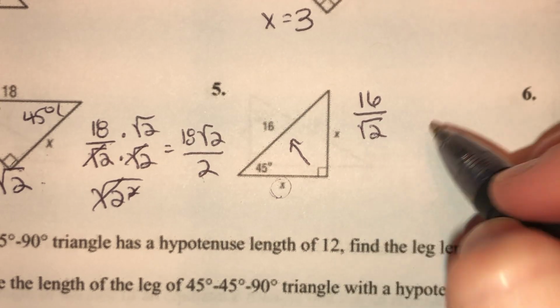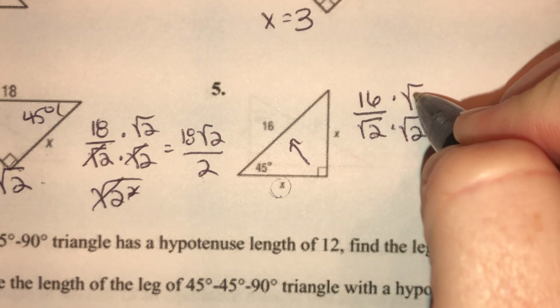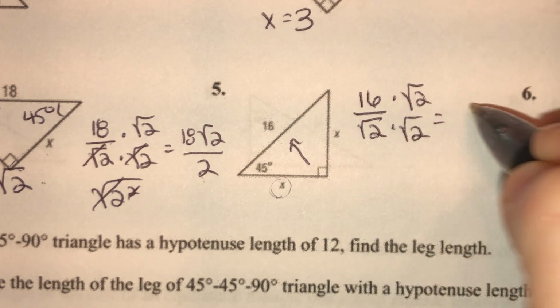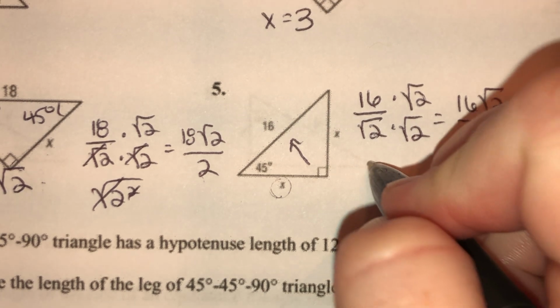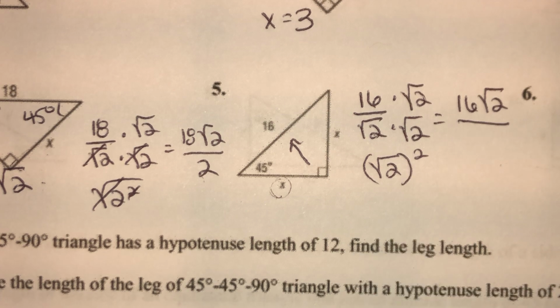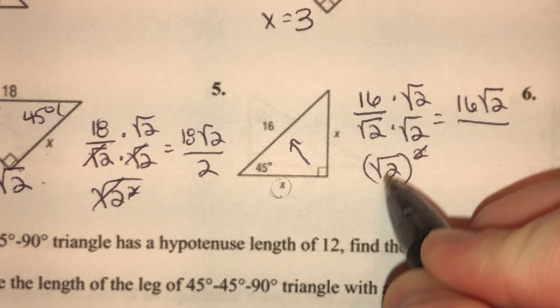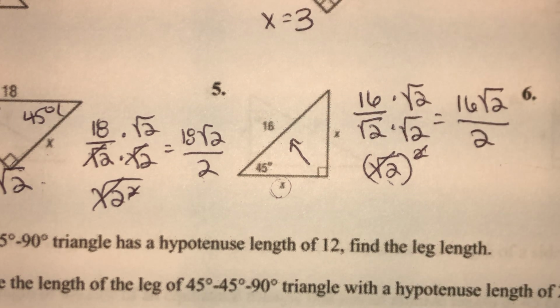And I can't leave a radical on the bottom, so I got to multiply it by square root of 2 and do the same thing to the top. So that gives me 16 square root of 2 on top. And square root of 2 times square root of 2 is square root of 2 squared. The squared and the square root cancel each other out, and I'm left with 2 on the bottom.